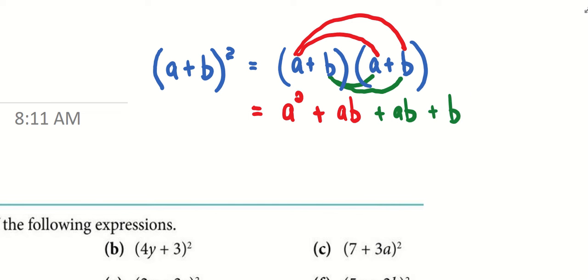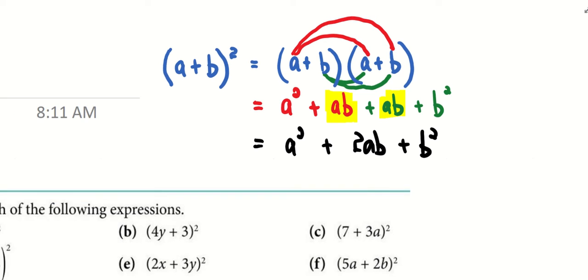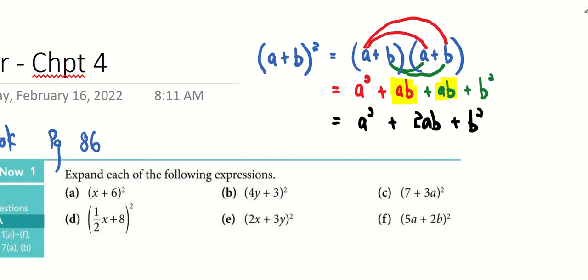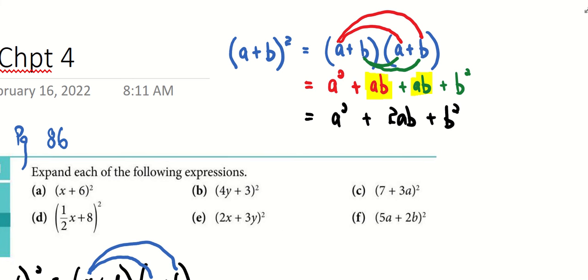Plus B squared. Okay, now coming back to what I said just now. Like terms. AB are like terms. How many of them? 2. So I need to simplify further. A squared plus 2AB plus B squared. Alright, this is what we have learned previously. So it's a recap of how you do your expansion.